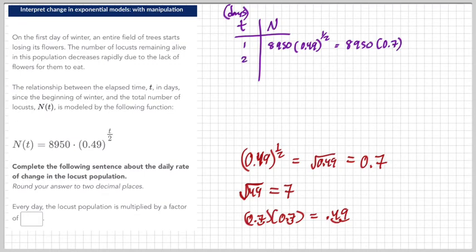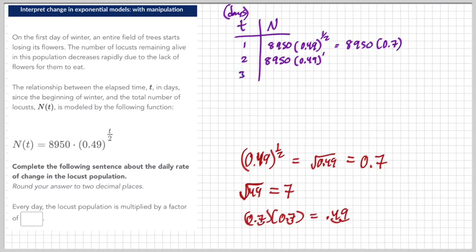Okay, now let's do the next one, because we're trying to see the pattern here. What is the new factor that's being multiplied every day? We have 8950 times 0.49, and this time it's to the 1 power. Oh shoot, this one is just 0.49. Oh, that's weird. Well, right away, maybe you guys don't see the difference here. Like, what did it increase by?